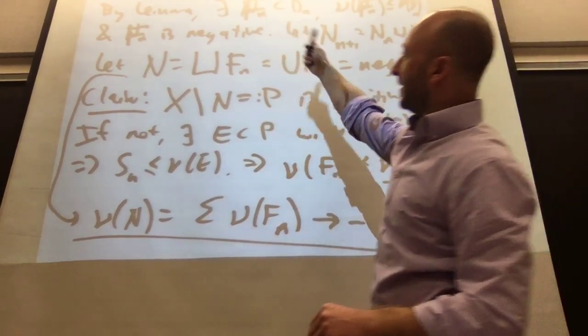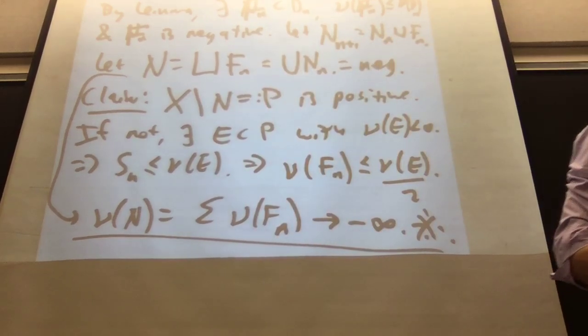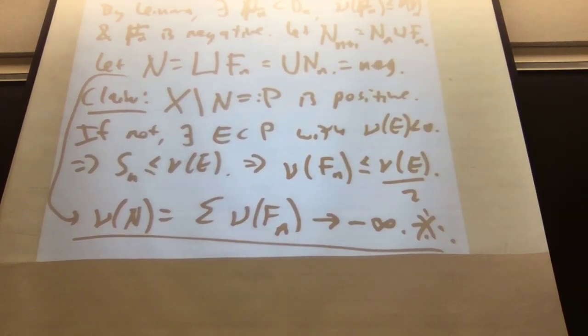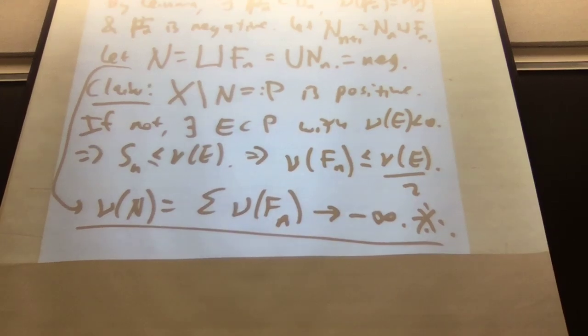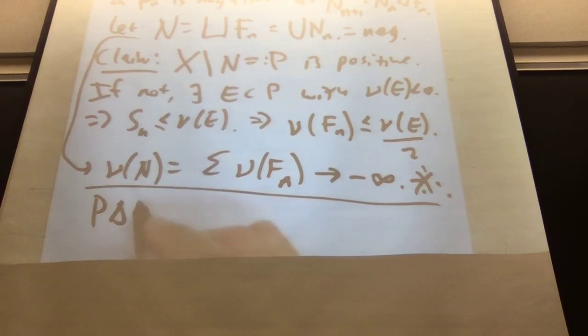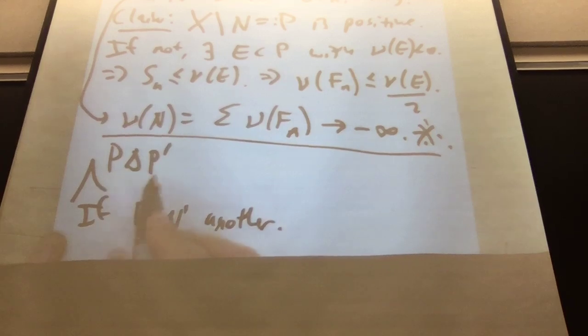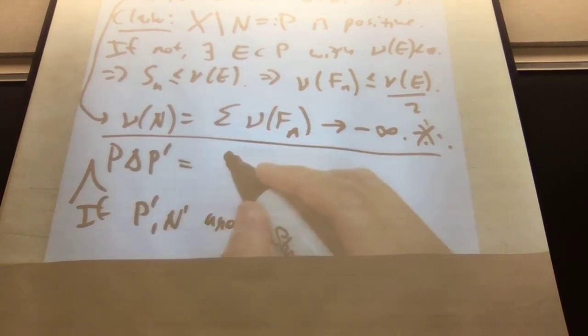and using the lemma to get that this set N is a negative set. So P is indeed positive, and I guess I can leave it as an exercise to prove the uniqueness. But it's very, very easy. If P prime, N prime is another decomposition, then what is P symmetric difference P prime? Well, let me leave this as an exercise.